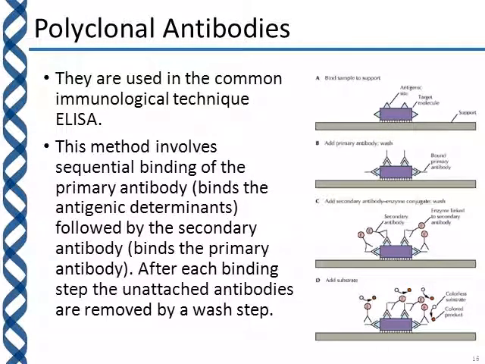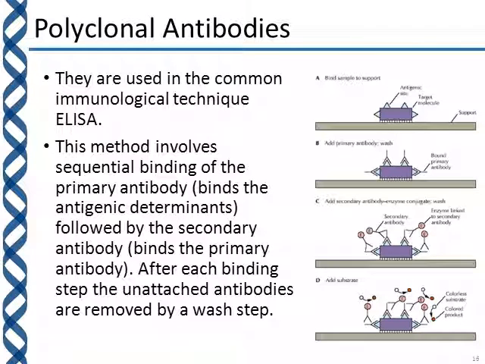So polyclonal antibodies are used in the common immunologic technique termed ELISA, or enzyme-linked immunosorbent assay. This method involves sequential binding of the primary antibody that binds to the antigenic determinants, followed by the secondary antibody which binds the primary antibody. After each binding step, the unattached antibodies are removed by a wash step. Here we show this diagram on the right.